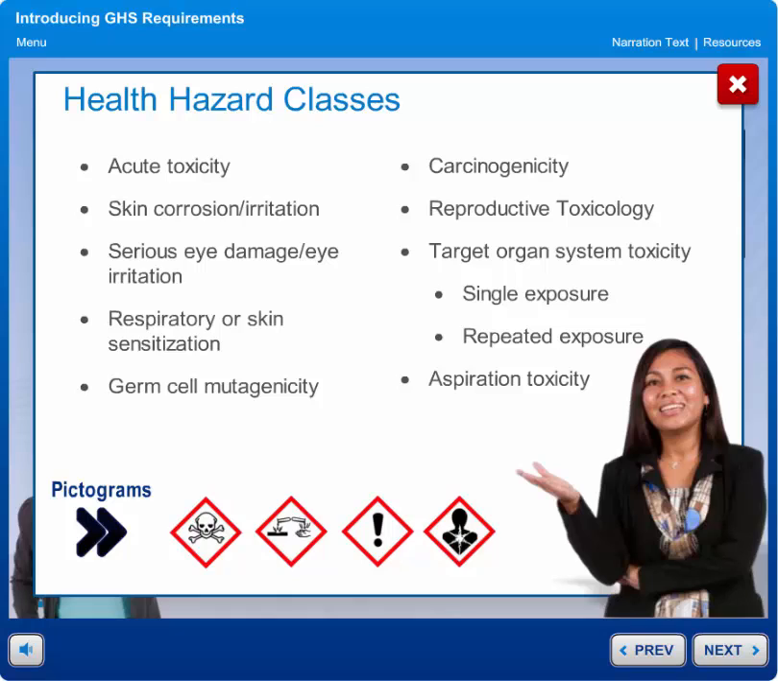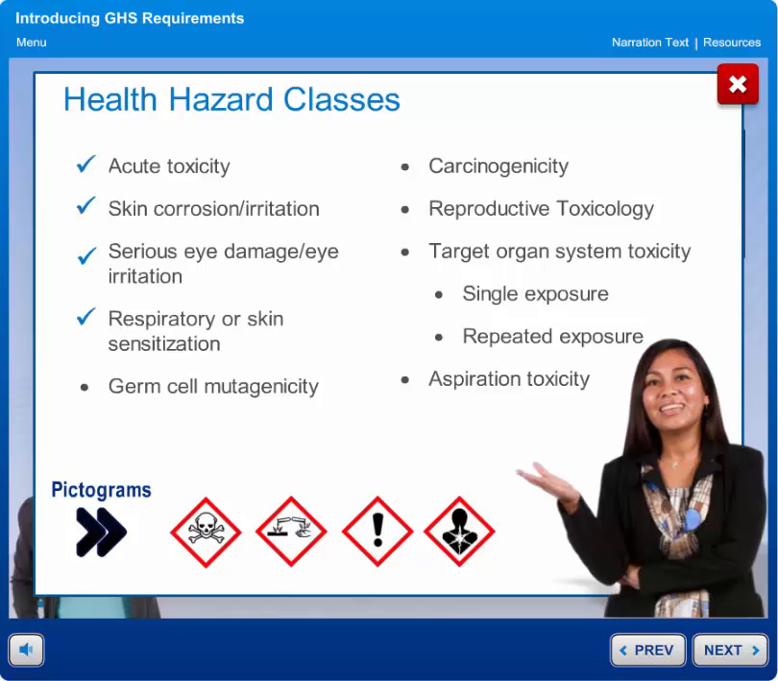Here are the health hazard classes. Acute toxicity. Remember, acute toxicity is an effect that occurs quickly upon exposure. Skin corrosion indicates permanent damage to living tissue, and irritation indicates reversible inflammatory effect. Serious eye damage or eye irritation. Note the word serious can be indicative of imminence of harm.